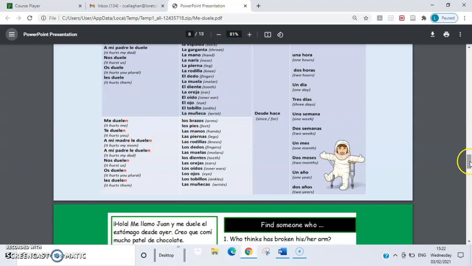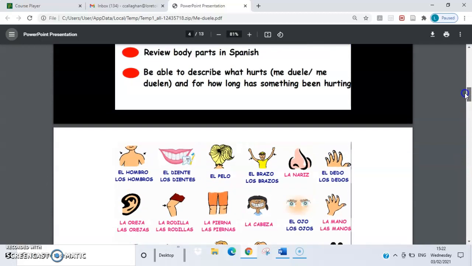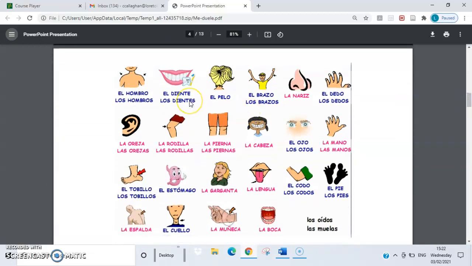We're just going to have a look at the verb doler. Yesterday we had a look at these body parts here: hombro, los dientes, el pelo, la nariz. So I just ask you to fill those into your vocab copies, okay? Just so you can see them and have a play around with them.